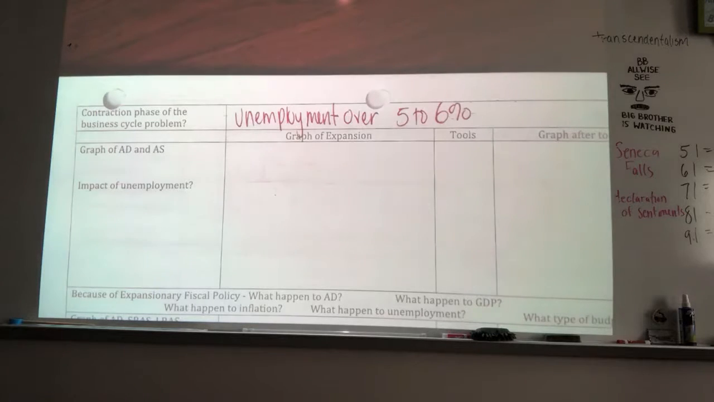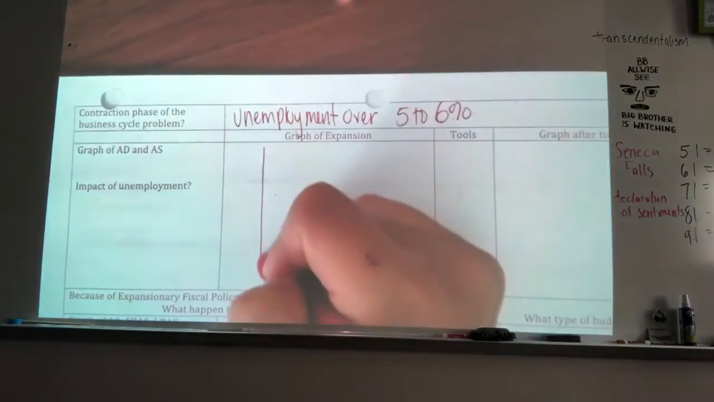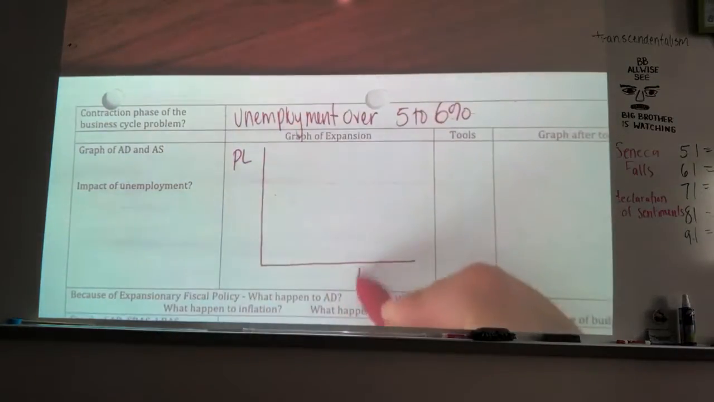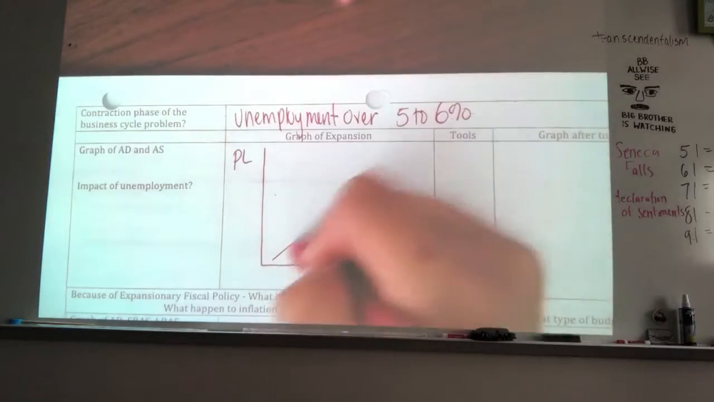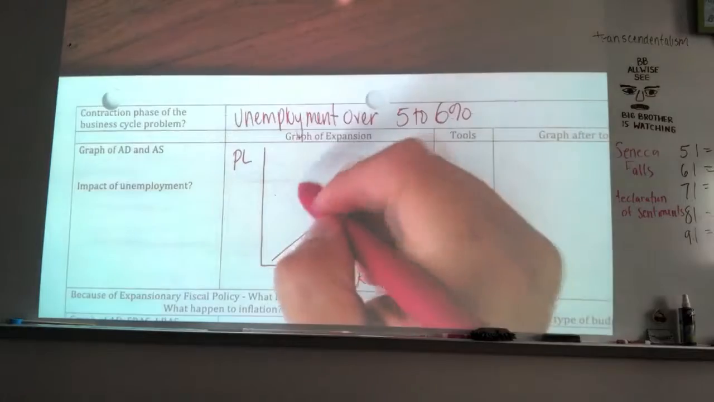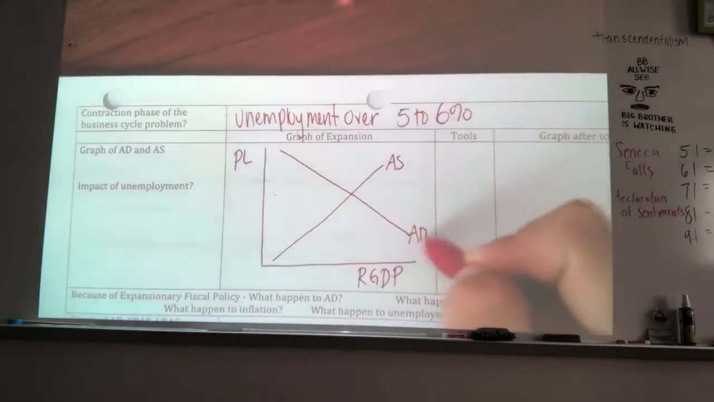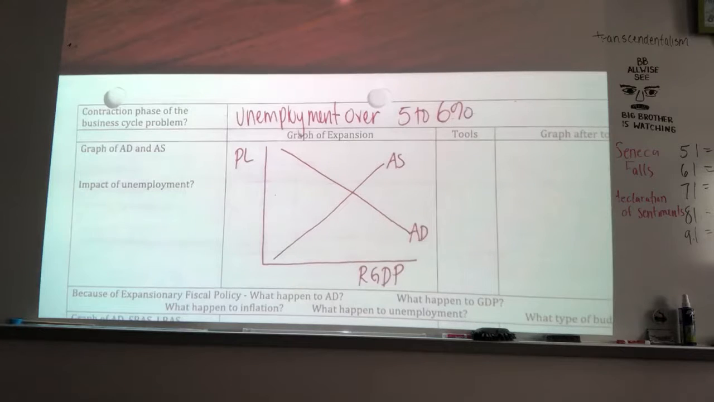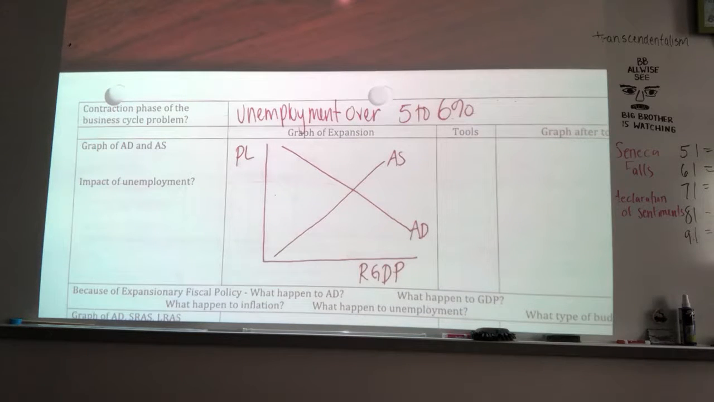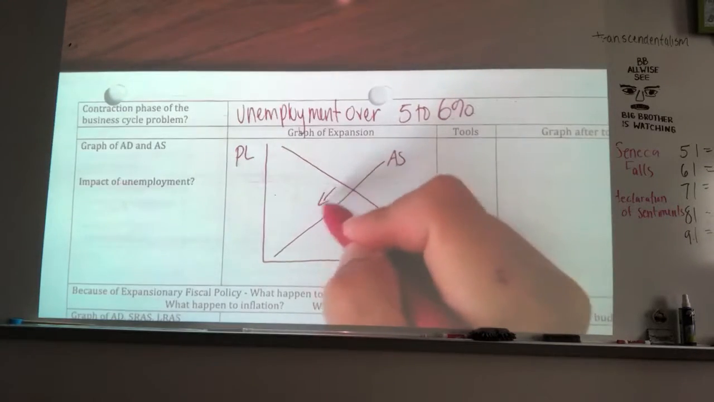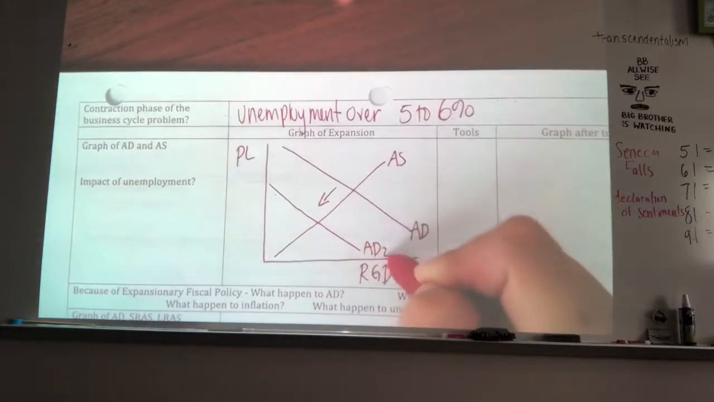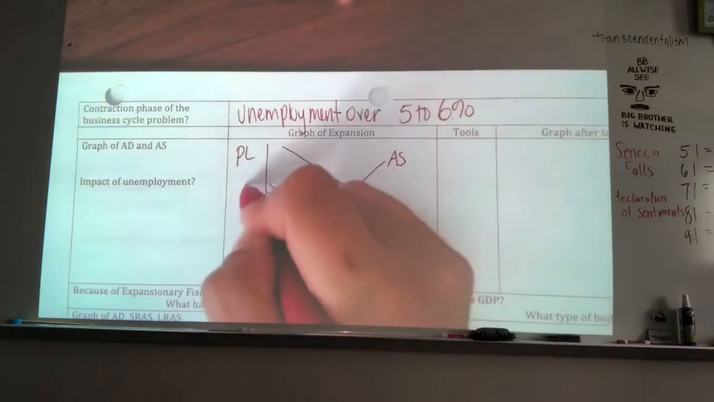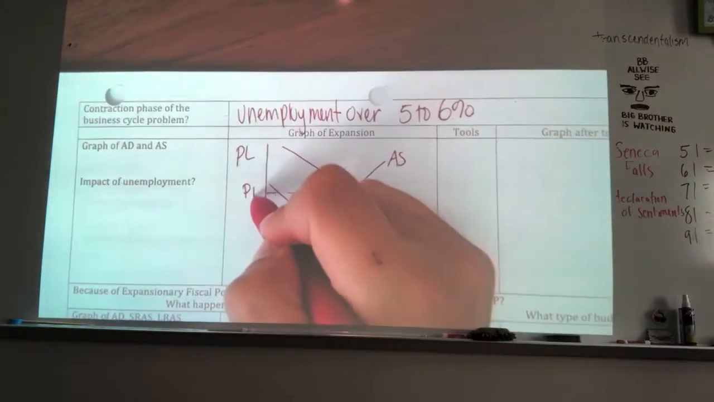Okay, so I need to graph the problem. So, with aggregate demand and aggregate supply. So this is price level, this is real GDP. Here is my aggregate supply curve. Here is my aggregate demand curve. And which way do I graph my second aggregate demand curve to show unemployment? Which way do I graph it? To the left, right? Because this shows that my economy is not making much, right? So the price level has what? Drop.